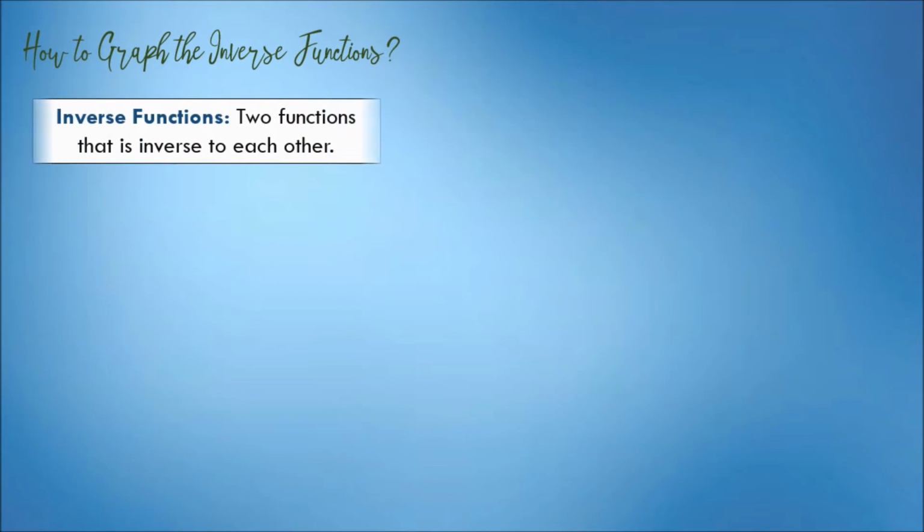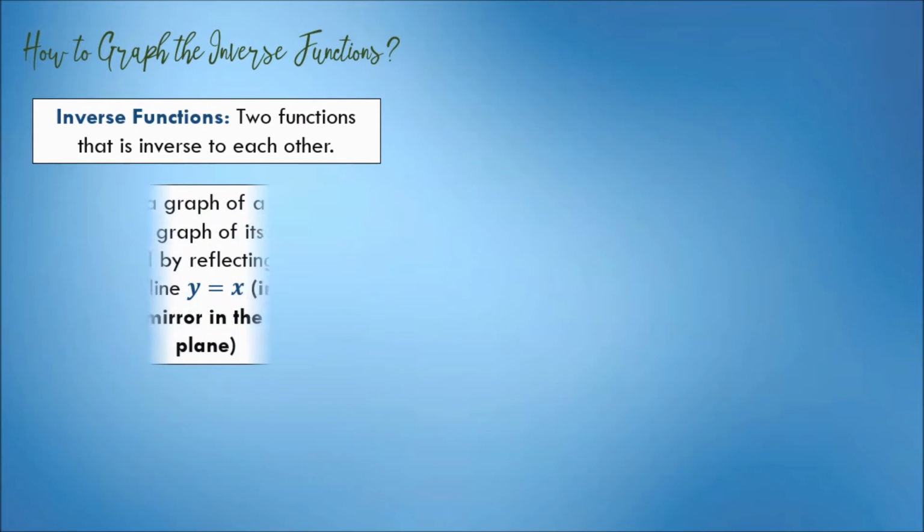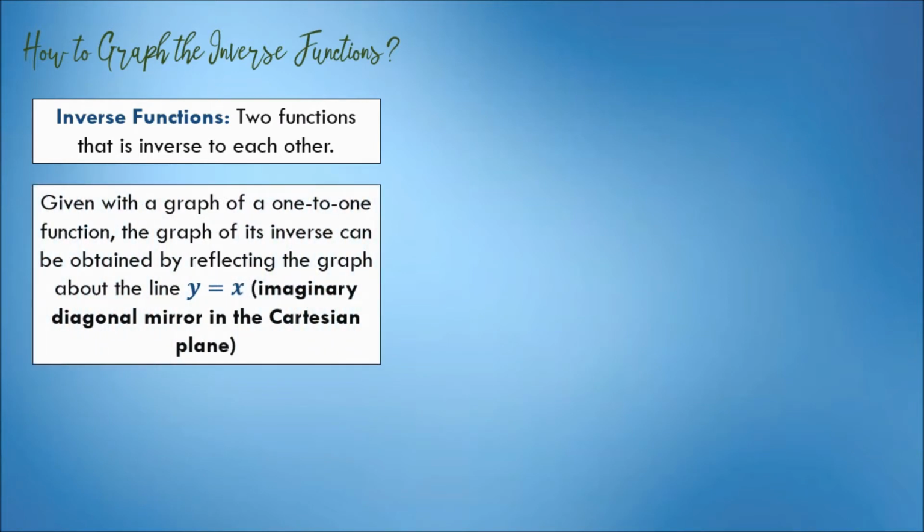Inverse functions are two functions that are inverse to each other. Their graphs are the reflection of each other in an imaginary mirror in the Cartesian plane. Given a graph of a one-to-one function, the graph of its inverse can be obtained by reflecting the graph about the line y equals x. This y equals x is the imaginary mirror drawn diagonally in the Cartesian plane.